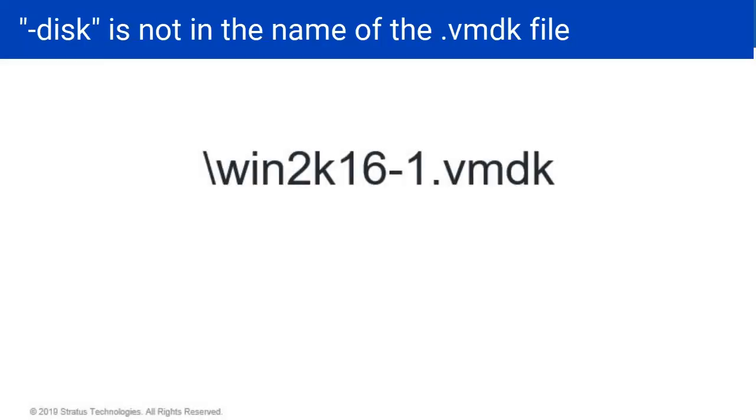The solution is to utilize a path or directory that does not have a space in it. If the word -disk is missing from the file name of the VMDK, you'll also receive an error. From a VMware point of view, it is valid to have a VMDK file without a -disk in it. For example, win2k16-1.vmdk. However, the import into ZTC will fail unless -disk appears in the file name. The solution is to update the name of the VMDK file and reference the OVF file to include -disk.